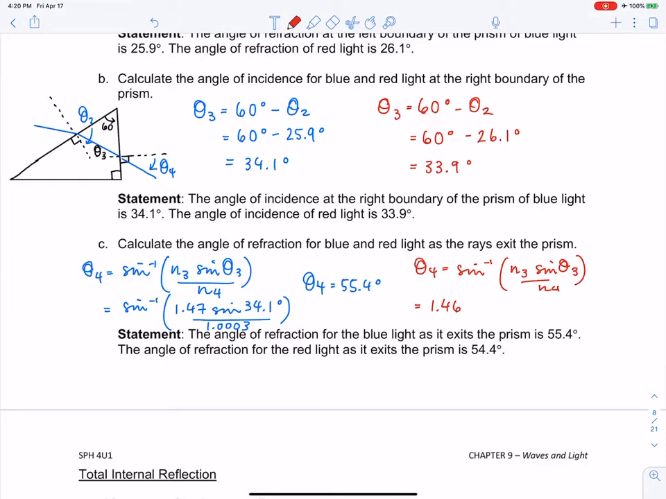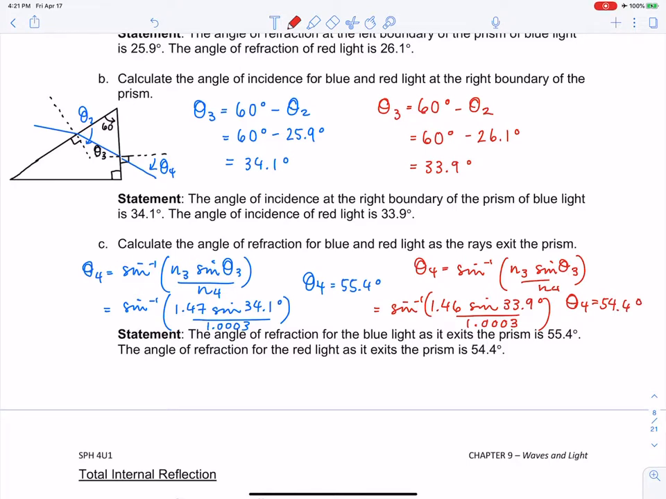So the index of refraction, the inverse sine is equal to the index of refraction for red light, 1.46, times the angle of incidence, which we calculated above was 33.9 degrees, divided by 1.003. If we punch this in, the angle of refraction for this red ray of light as it exits the prism is 54.4 degrees.